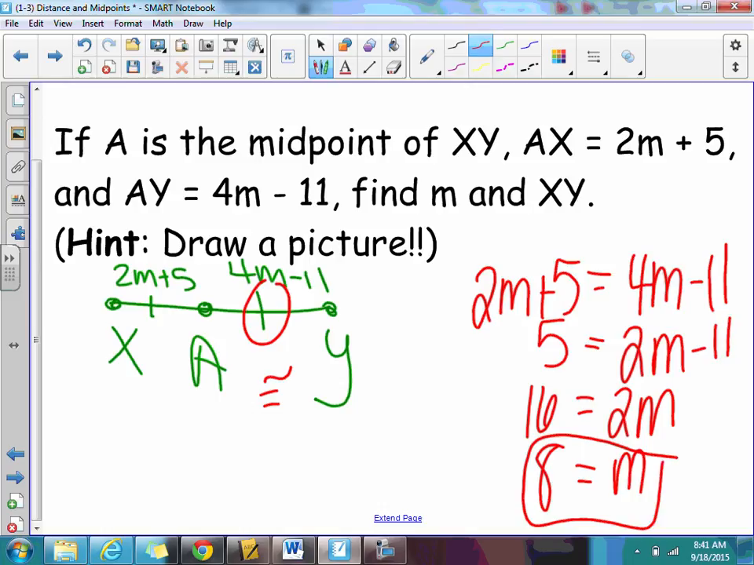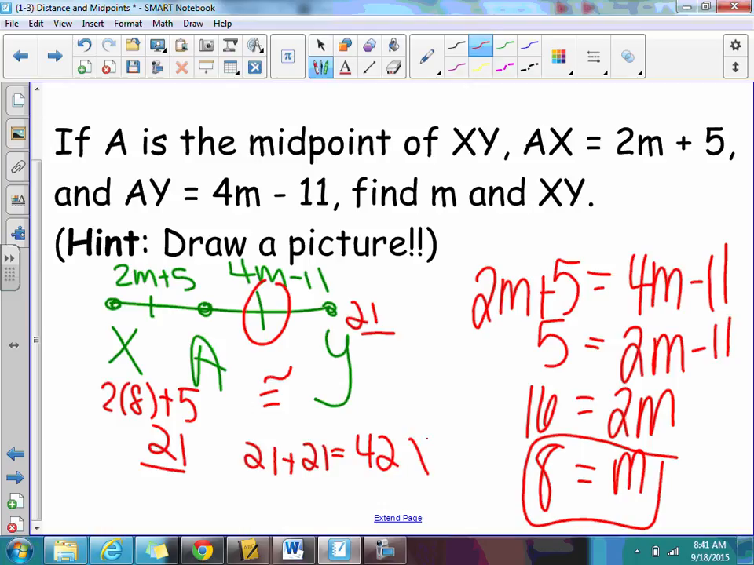All right, there's m, and then what would I do to find XY? You plug that 8 in. So 2 times 8 is 16, plus 5 is 21. So this side's 21. I don't even have to plug it in over here. What does that side have to be? 21, because they're equal. So what's 21 plus 21? 42. So that's your XY.